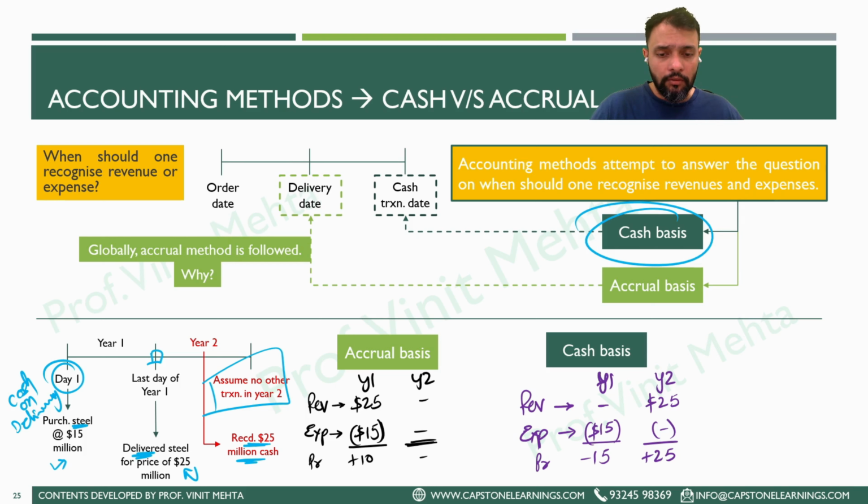I think we will have one instance because we are buying and selling the same thing. But look at the cash basis of accounting. Cash basis of accounting is showing two instances of profit. Negative 15 and positive 25. How is that possible?